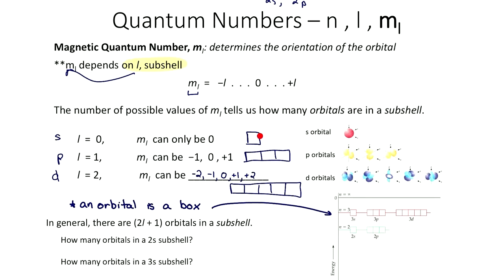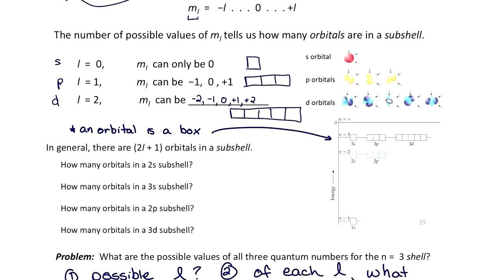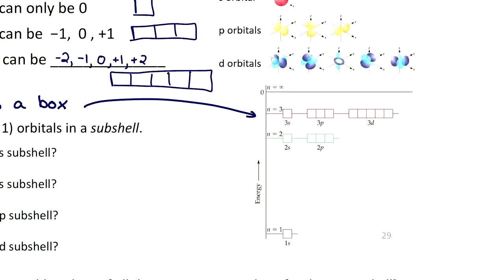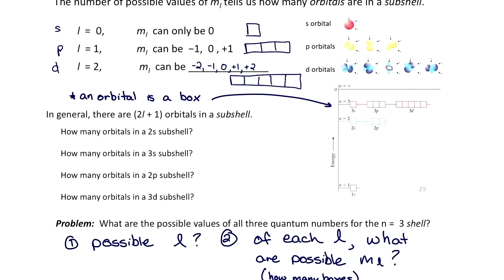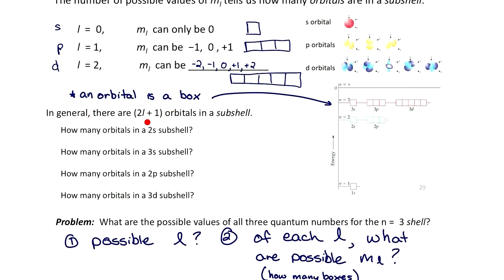Okay, so each of these boxes is one of these orientations. 2 electrons can fit in each of these orientations. An orbital is a box. Depending on what subshell we're in tells us how many boxes can be in each subshell. So you see here, all of these s orbitals have 1 box. All of these p orbitals have 3 boxes. This d orbital, or if we compared it to a 4d orbital, would have 5 boxes. Okay, so there's the general rule. There are always 2l plus 1 orbitals in a subshell. That's how many boxes there are.